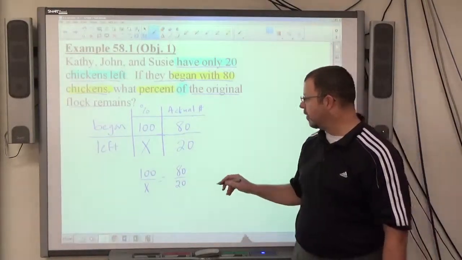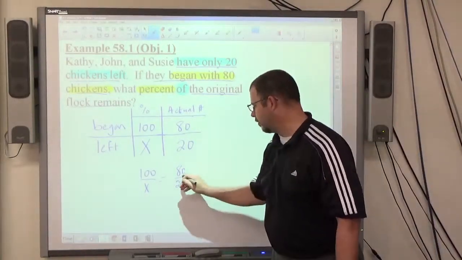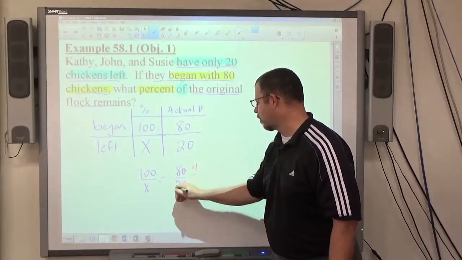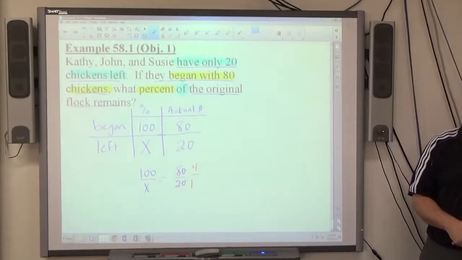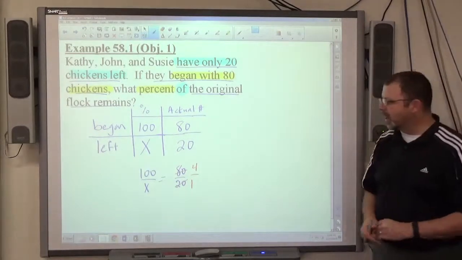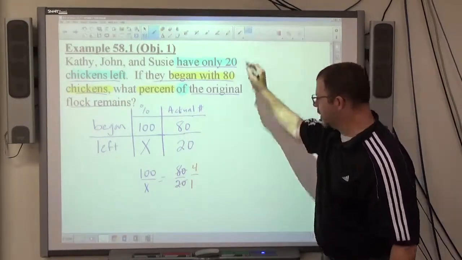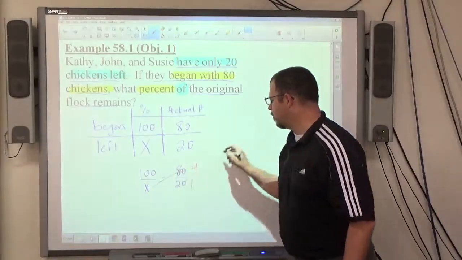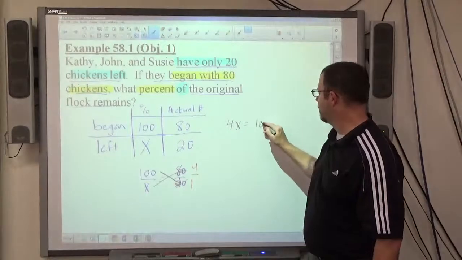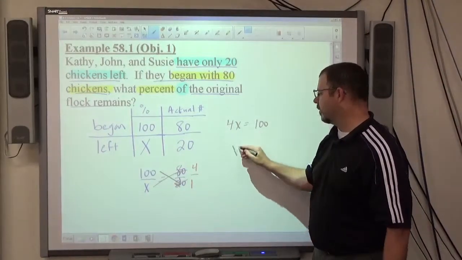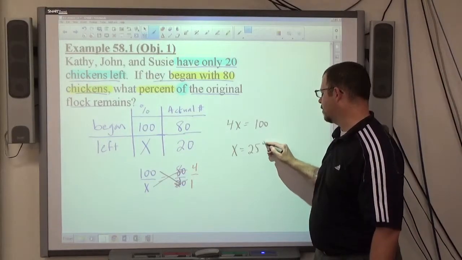And that does reduce. If you see a fraction that reduces, by all means you can reduce it. So 80 over 20 becomes 4 over 1. That is legal, and I'd recommend doing it whenever it's easy like that. Then if I just cross multiply, this product, which is 4x, is equal to that product, which is 100. So if 4x equals 100, dividing by 4, we get x equals 25%.